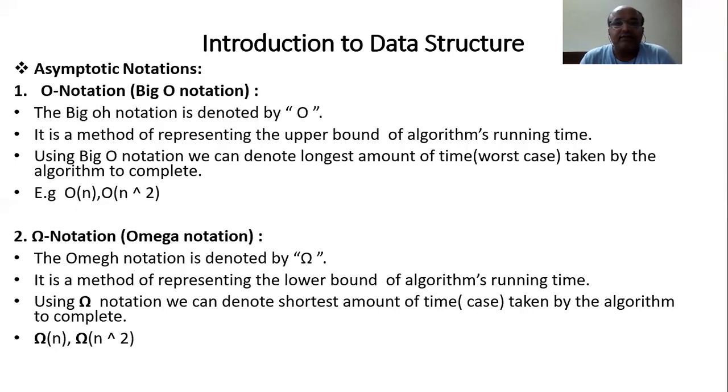So when we represent a time complexity in the form of Big O, it indicates which case? The worst case. So using Big O notation, we can denote the longest amount of time taken by the algorithm to complete. Correct? So using Big O notation, we can represent the upper bound. In this case, it will take the longest amount of time. So when you represent your time complexity in the form of Big O, it means you are considering the worst case.